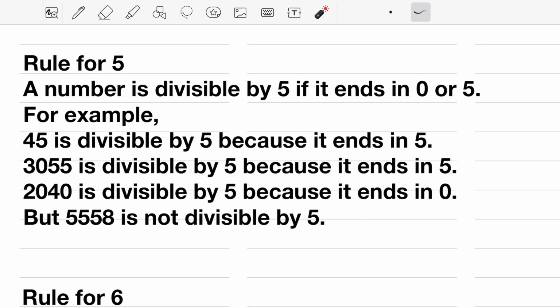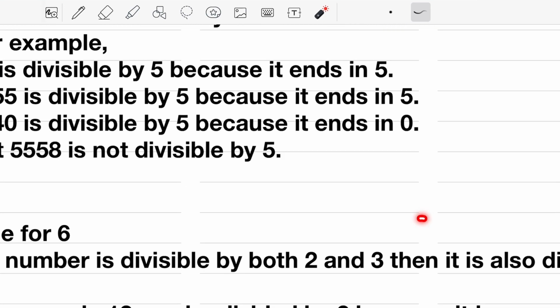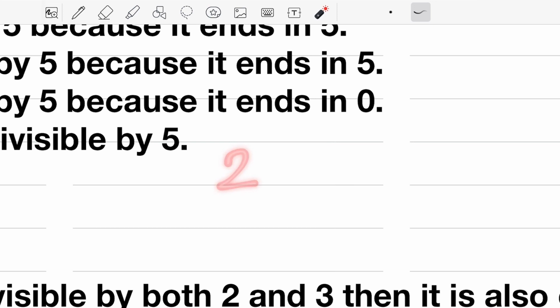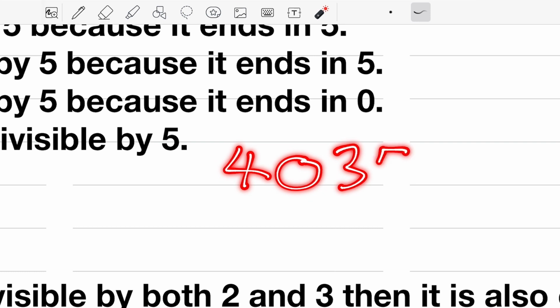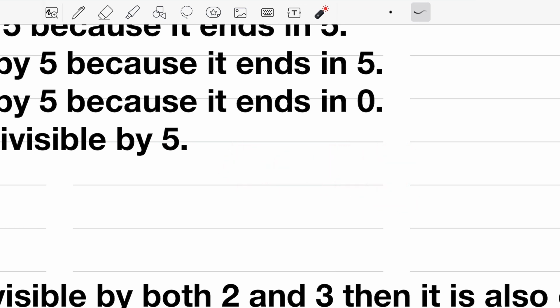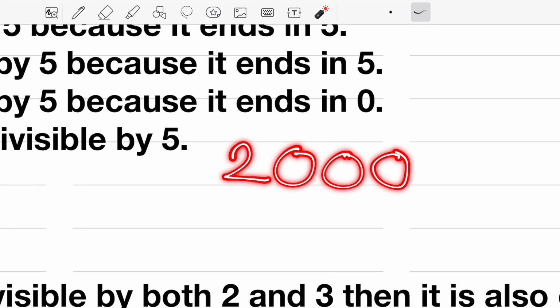The rule for 5. If a number ends with a 5 or a 0, then it is divisible by 5. For example, if we have 25, because this ends with a 5, it is divisible by 5. If we have 4035, this number is divisible by 5 because it ends with a 5. If we have 2000, this number is divisible by 5 because it ends with a 0.